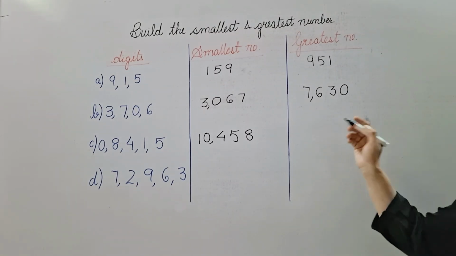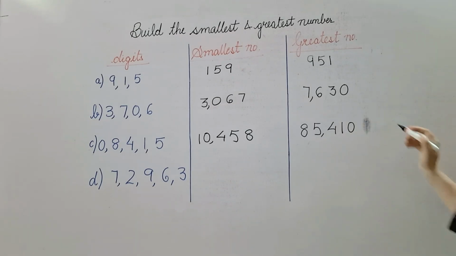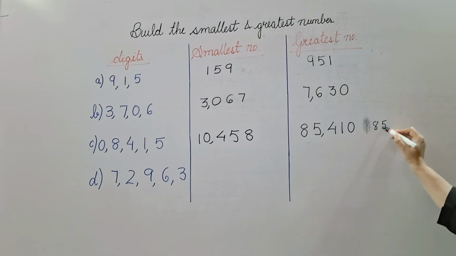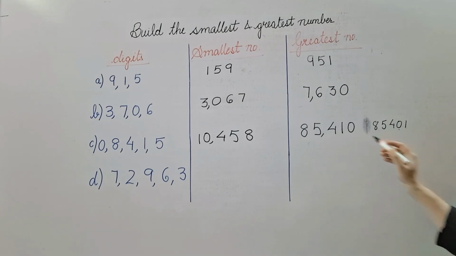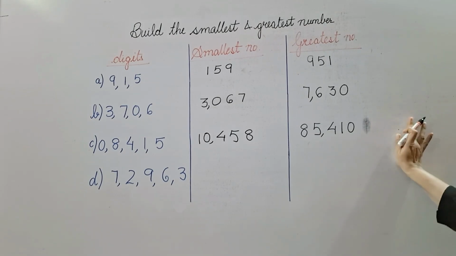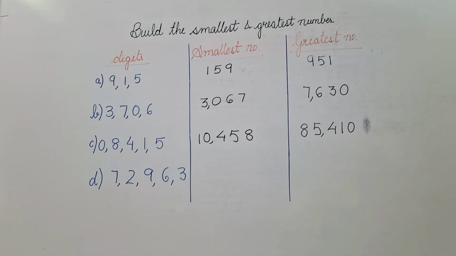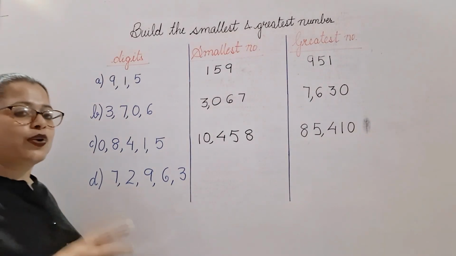Now we have to form the greatest number. So how are we going to write? ठीक है, we will not write 0, 1, because if I am writing 85,401, तो ये तो smallest हो गया. This is the smallest number. Yes, and 10 is greater than 1. So what are we going to write? We will write 85,. The greatest number is 85,410.